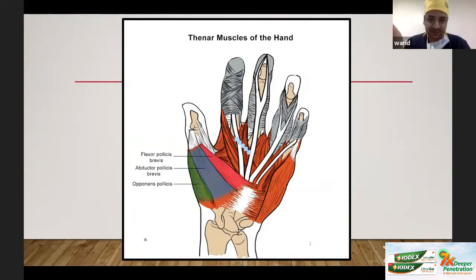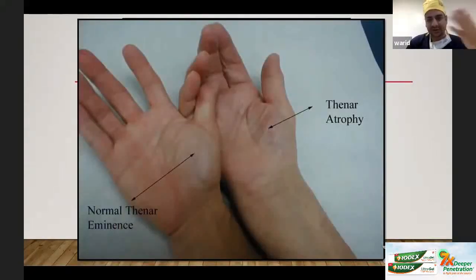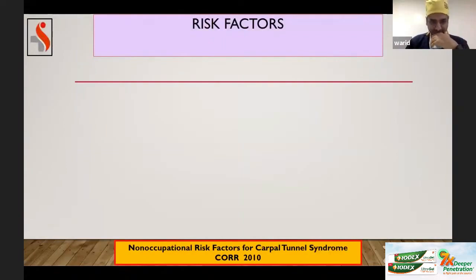And once that compression is there, there is weakness of the muscles of the thumb in a chronic compression. Initially, the sensory symptoms are more. They have pain, burning pain, night pain, and other things. And then later on, the thumb muscles, which are the intrinsic muscles of the thumb, get affected. So that all of us know. And then in chronic cases, you may see thenar atrophy and diminished function of the hand.